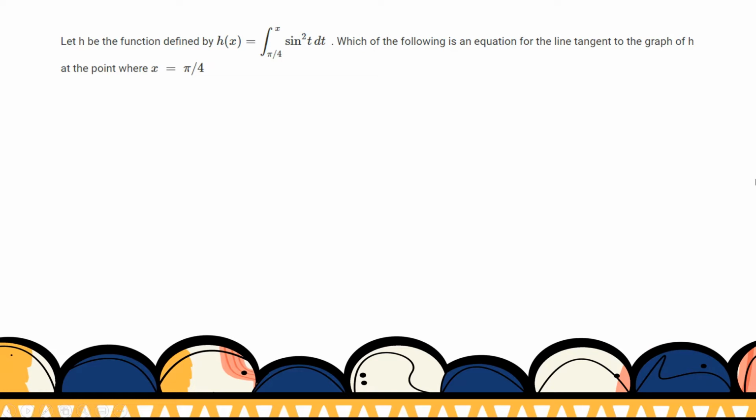Okay, so question 1 says let h be the function defined by h of x equals the integral from pi over 4 to x of the function sine squared t dt. And then it says which of the following is an equation of the line tangent to the graph of h at the point where x equals pi over 4. So what I'm going to do is solve for the equation of the tangent line.